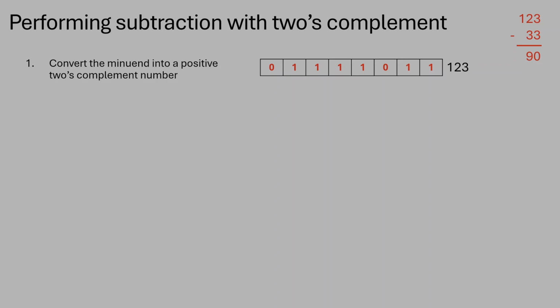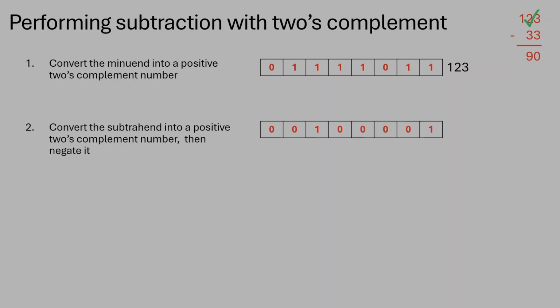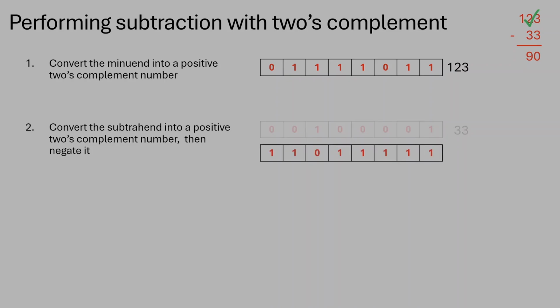Next up, we need to do the same to the subtrahend. This is the bottom value, this guy here. So first we do the positive representation of 33, because that's reasonably simple to do, which is this. So this is 33, and then we can negate it. So then we find the least significant one, and we flip the bits to the left of it, which gives us this. Okay, so this was our least significant one, and so we flipped all the bits to this side. So we've now got negative 33.